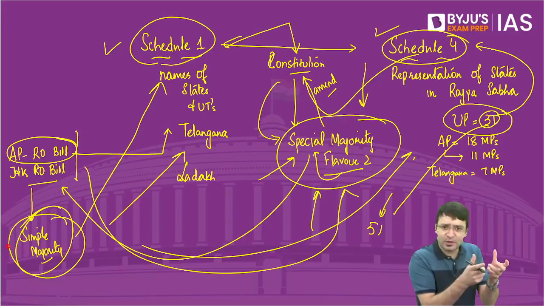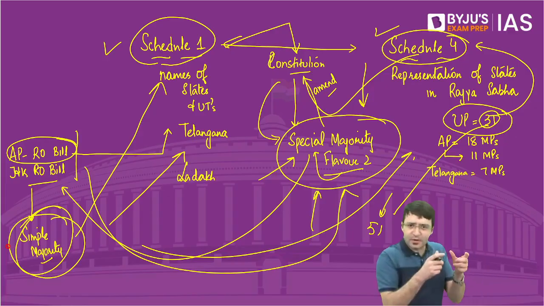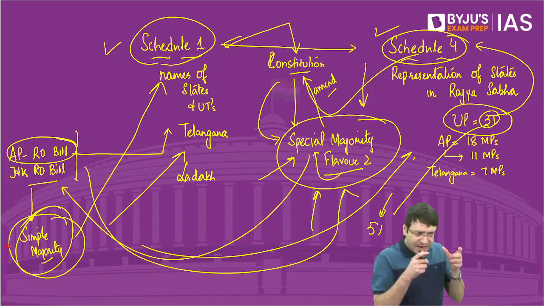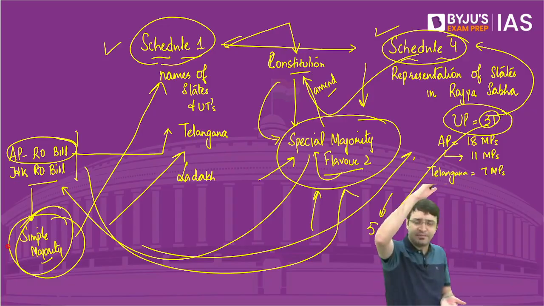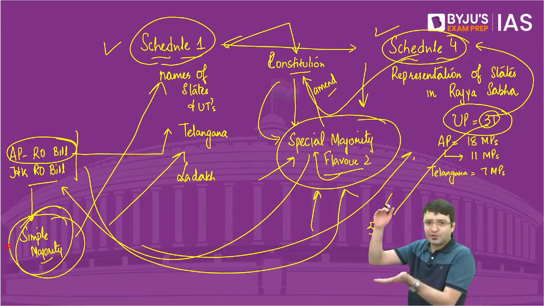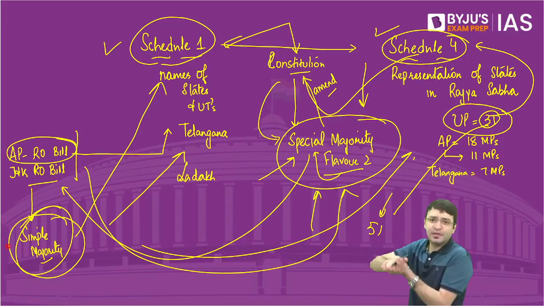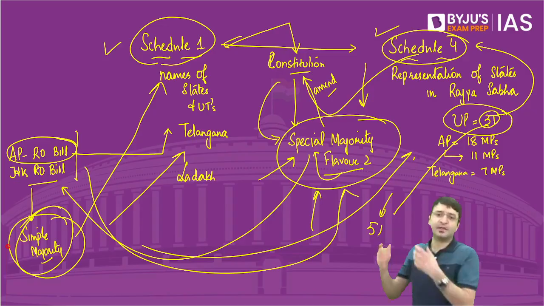What is a schedule? An explanatory memorandum of an article. If an article requires more explanation, and we add this explanation in the article itself, it would become bulky and lengthy. So this explanation is added to the end of the Constitution by adding a schedule. Schedule 1 of the Constitution deals with names of the states and union territories.